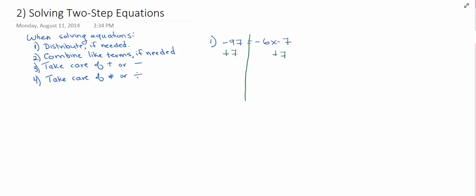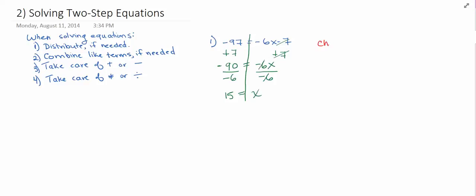to both sides. Negative 97 plus 7, remember they're different signs, you're going to find the difference, and you're going to keep the sign of the bigger number. Okay, now this is actually multiplication, so the opposite of multiplication is we're going to divide both sides by negative 6. Negative 90 divided by negative 6 is going to give us 15. The 6 is crossed out, so x is by itself.